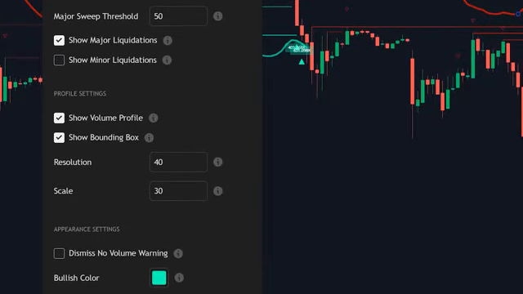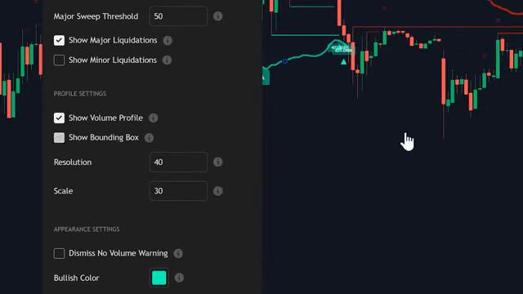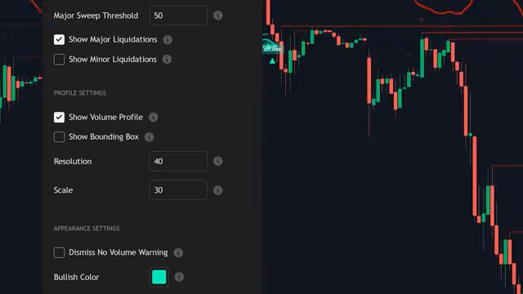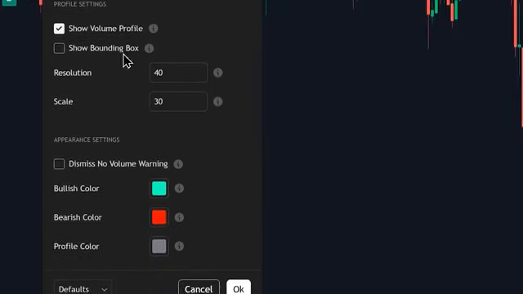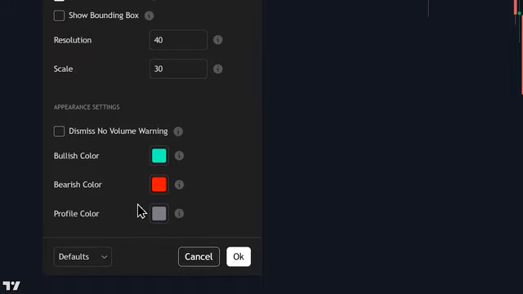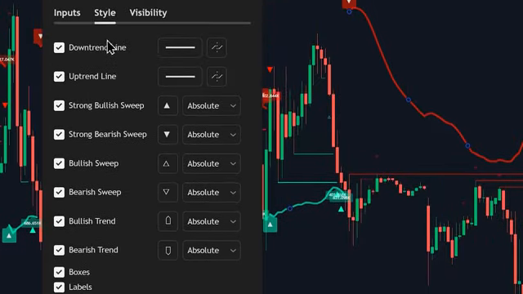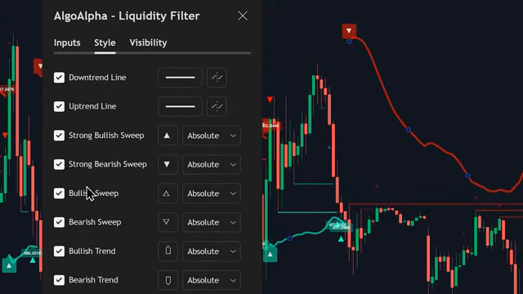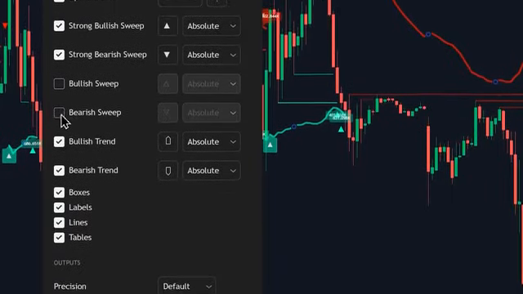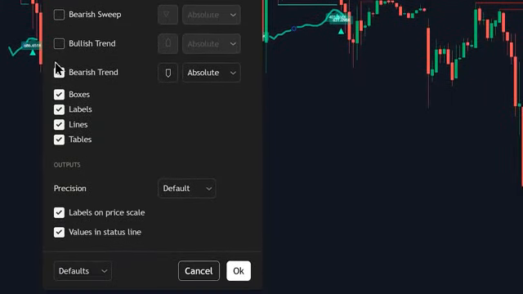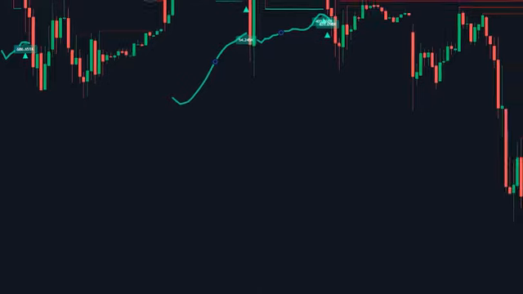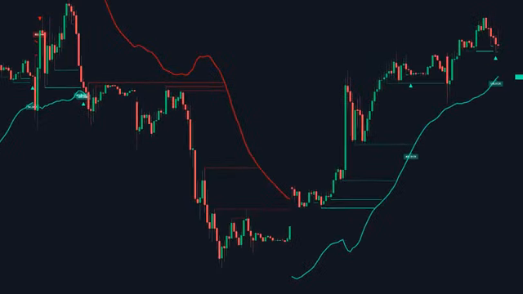Here you can decide to show the volume profile as well as the bounding box. I'm going to hide the bounding box, but I'll leave the volume profile enabled. I'm not going to change any of these settings. Down here we can customize the colors for bullish, bearish, and profile colors. The Style tab has several visual options that we can toggle on or off. For me, I'm going to disable the bullish sweep, the bearish sweep, the bullish trend, the bearish trend. After that, click OK.